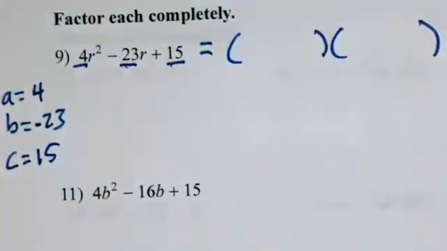Now, once you get good at this, you're probably not going to be writing down what A, B, and C is each time. You'll be able to just look at it and say, oh, that first number is A, that second number is B, that third number is C. But for the sake of our notes, let's get those down.